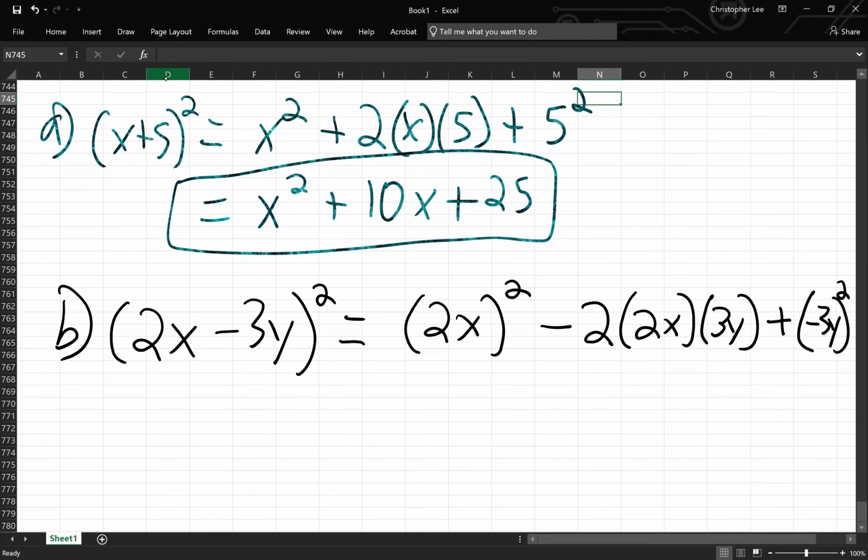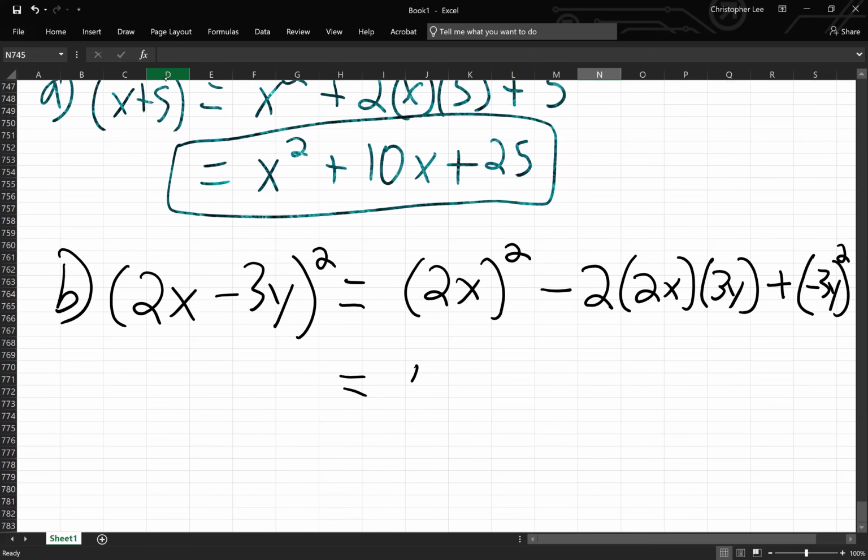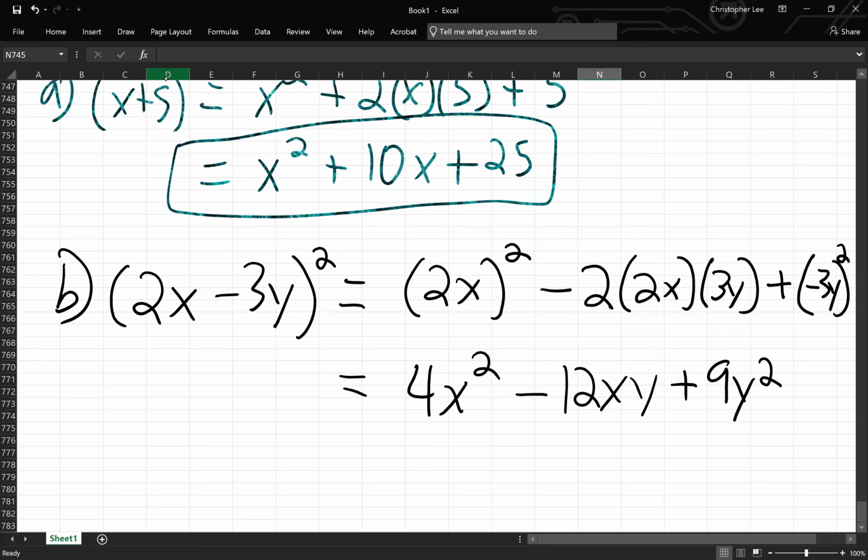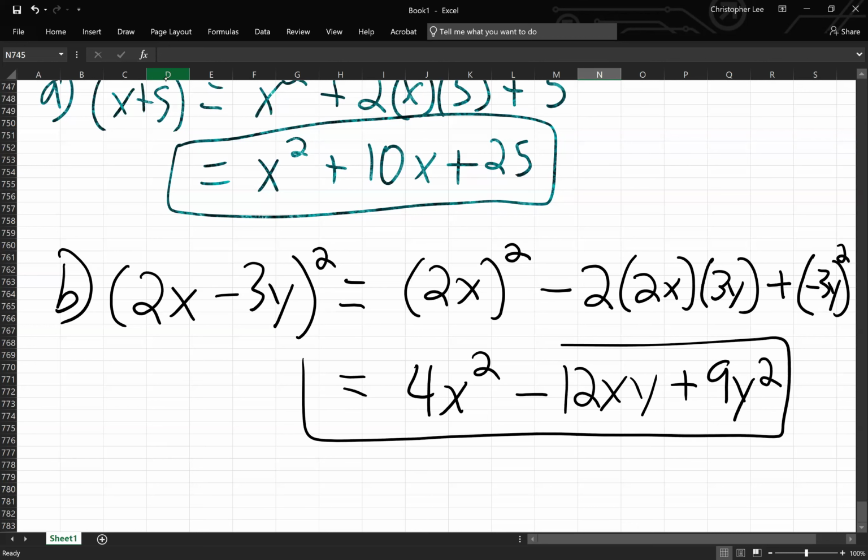Good. All right. Put that all together. What does this become? 4x squared, right? Let me see. Negative 2 times 2 is going to be a negative 4. Negative 4 times 3. What's that? Negative 12xy, right? Plus, what's this? 9y squared. That's it. I'm done. Not bad, right? Again, just a trick that y'all can use.